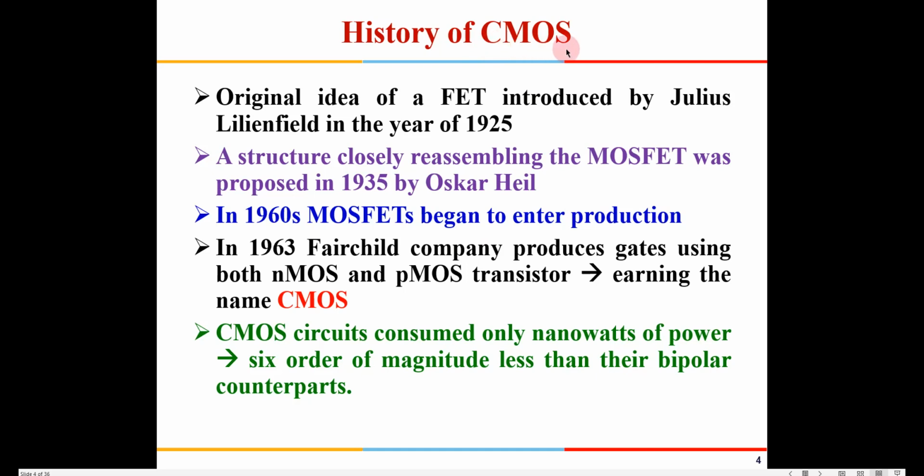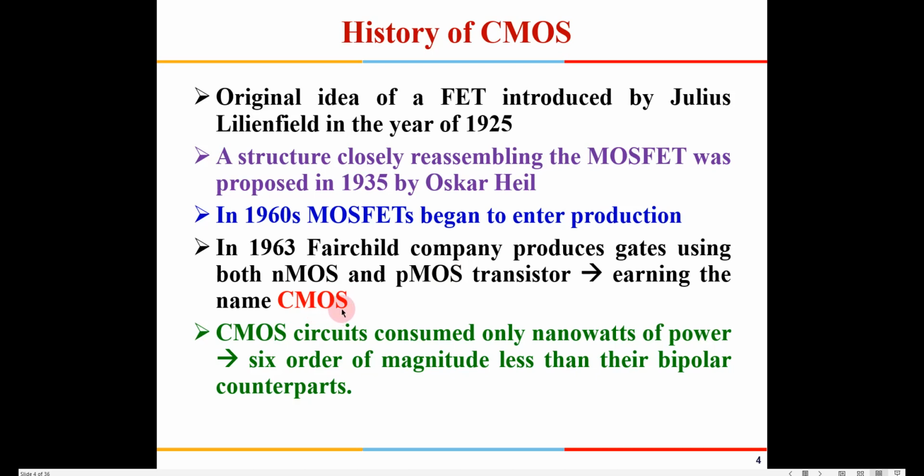CMOS stands for complementary MOSFETs. The original idea of an FET was floated in 1925, and in 1935 a structure which closely resembled a MOSFET was proposed. In 1960 the MOSFET actually started production. By 1963 you had an NMOSFET and a PMOSFET, both being fabricated together in a chip, and that is where the name CMOS comes from.